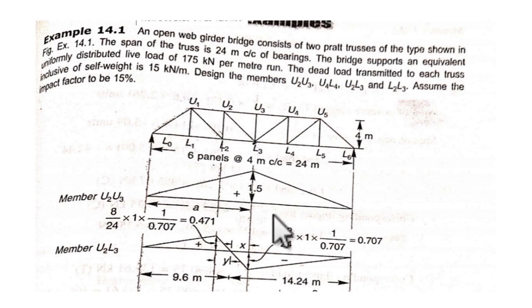Now for this member, U2 L3, this is a diagonal. For a diagonal member, the ILD will start from 0 and rise to a certain value. At U2 it will have a maximum ordinate, then it will come down during this portion. It will follow this path, and then it will again reach a maximum ordinate at L3, and then go back to 0.